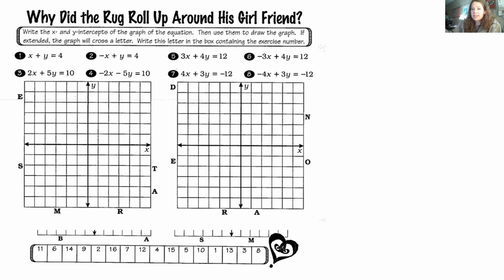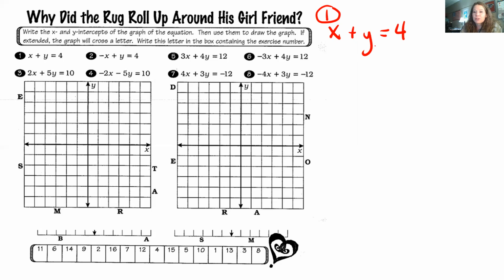So for you guys, when you go to graph these, you can do it one of two ways. You can follow the directions and use the X and Y intercepts. Or one thing you can always do is you can write the equations in slope intercept form and graph them that way. I'm going to do a couple of them, and I'm going to do them both ways, so you can do whichever way you want to, okay? All right, so we're going to do number one first. So X plus Y equals 4.